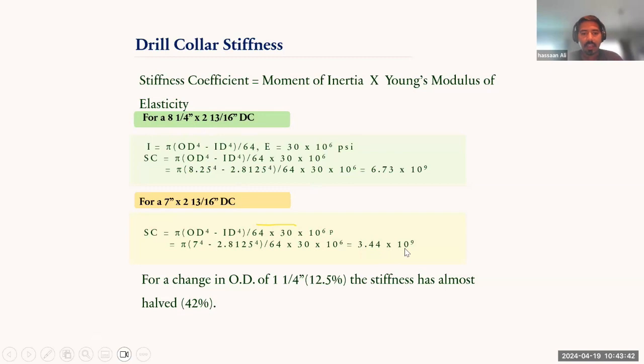That means if you change the OD of the drill collar by an inch and a quarter, that means 12.5%, your stiffness goes down by 42%. It's almost halved. And this stiffness is very important because it will determine the flexibility of your BHA. And the flexibility of your BHA will determine what angle of directional drilling you can actually achieve.